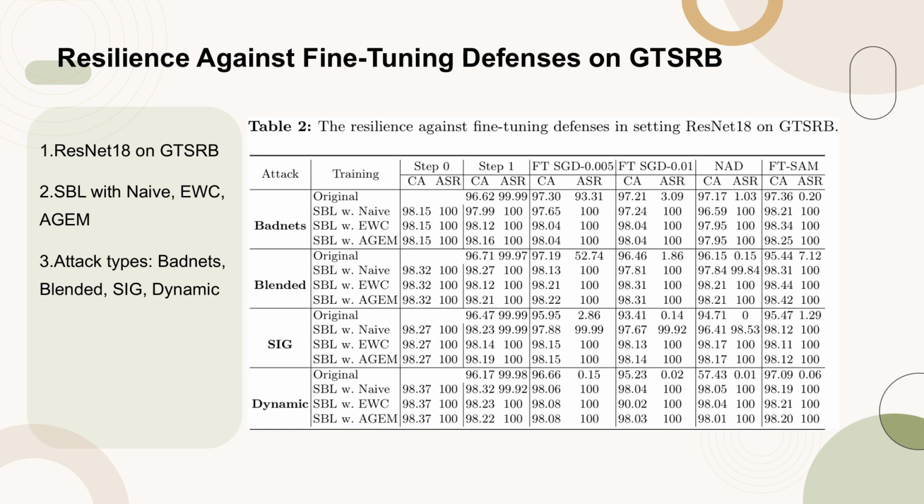Table 2 presents the resilience of ResNet-18 on GTSRB against various fine-tuning defenses. The table compares the performance of SBL, sequential learning with backdoors, using different methods, naive, EWC, AGM, against multiple attack types, BadNets, Blended, SIG, dynamic. The key metrics include classification accuracy, CA, and attack success rate, ASR. The data indicates that SBL methods generally maintain high resilience, with SBL-W, EWC and SBL-W, AGM showing particularly strong performance across different attacks and fine-tuning defenses.